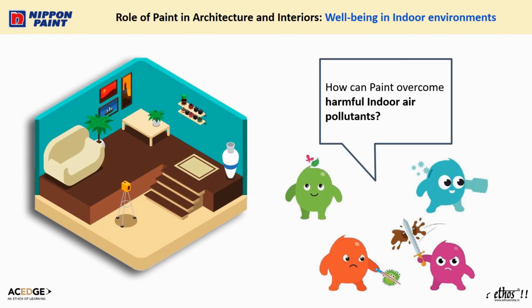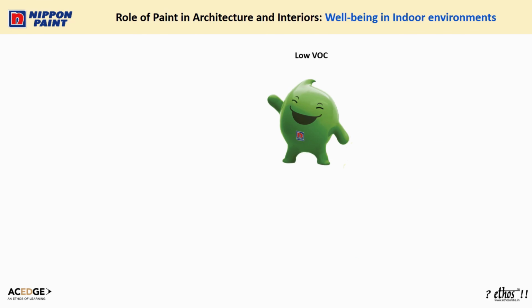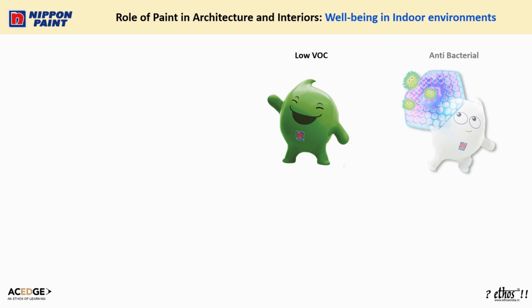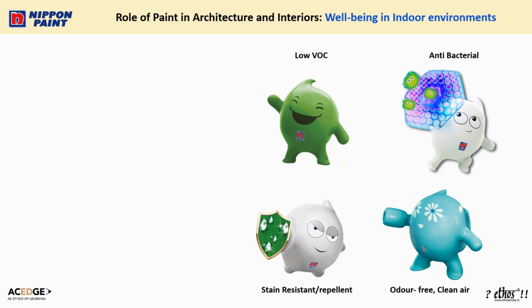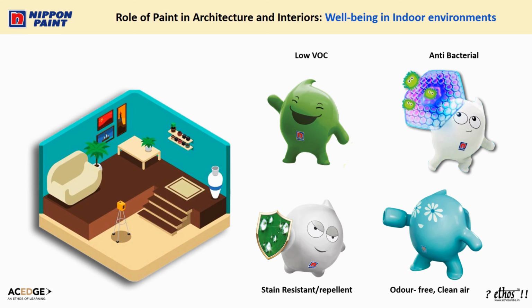How can paint overcome harmful indoor air pollutants? They need to be low on VOC, antibacterial, stain resistant or repellent, and must also be odor free. Always pick paints that help enhance your mental and physical well-being.